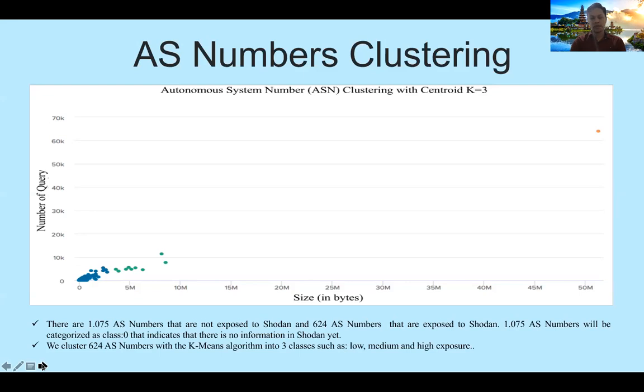In this picture, we can see the blue nodes, the green nodes, and the orange nodes. The blue nodes indicate low exposure in Shodan. The green nodes indicate medium exposure in Shodan. And the orange node indicates high exposure in Shodan. There is only one orange node, there are 9 green nodes, and the others are blue nodes.